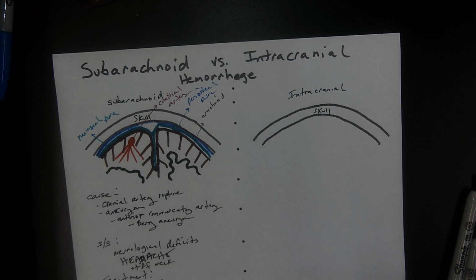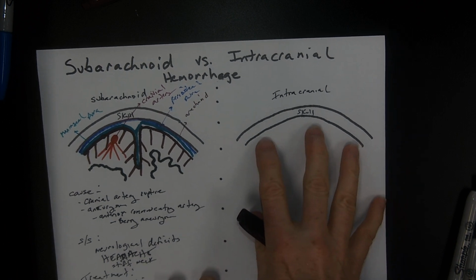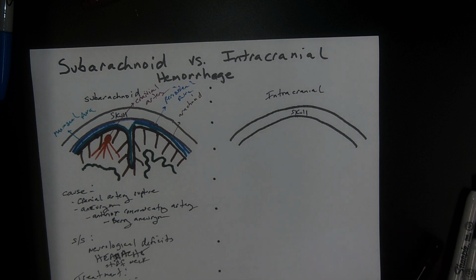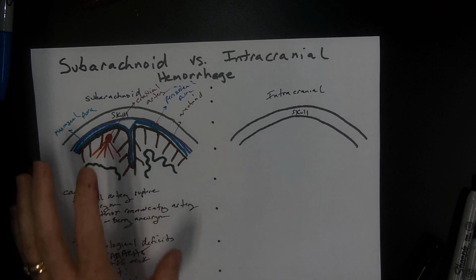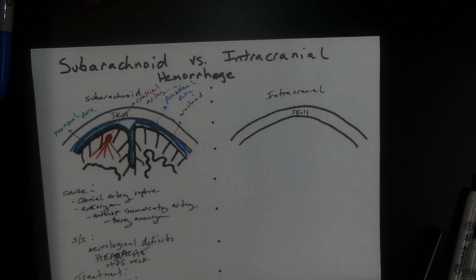Okay, and the last one is an intracranial hemorrhage, and that's just like it sounds. I mean, you're going to have a bleed. It's usually a small bleed in the intracranial, in the brain itself. Okay, so it's not in a physical space, but it's actually in the area of the brain.